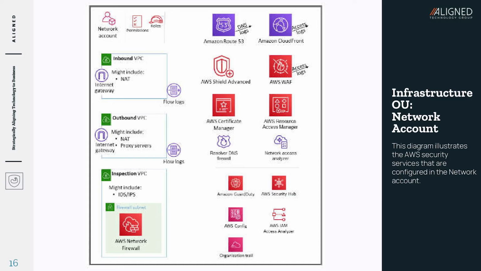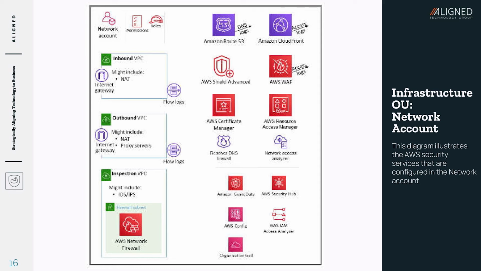So the network account manages the gateway between your applications and the broader internet. That means that all traffic goes through this network account, inbound and outbound. The inbound VPC can host reverse proxies such as load balancers and application delivery controllers, while the outbound VPC can host forward proxies. Both can perform network address translation. The flow logs associated with both VPCs end up in the log archive account that we just discussed.